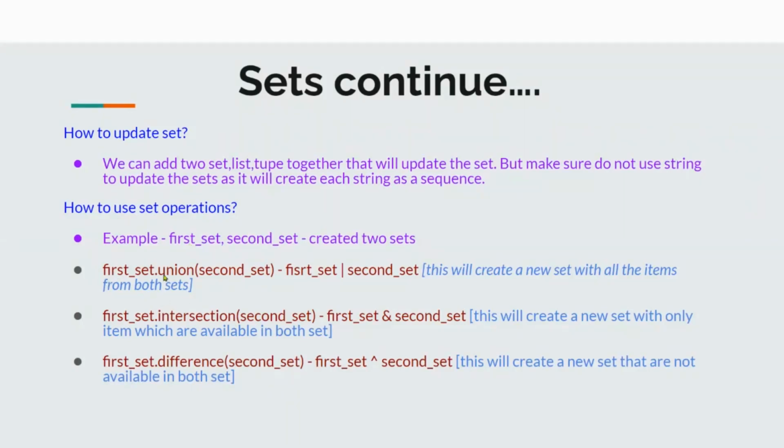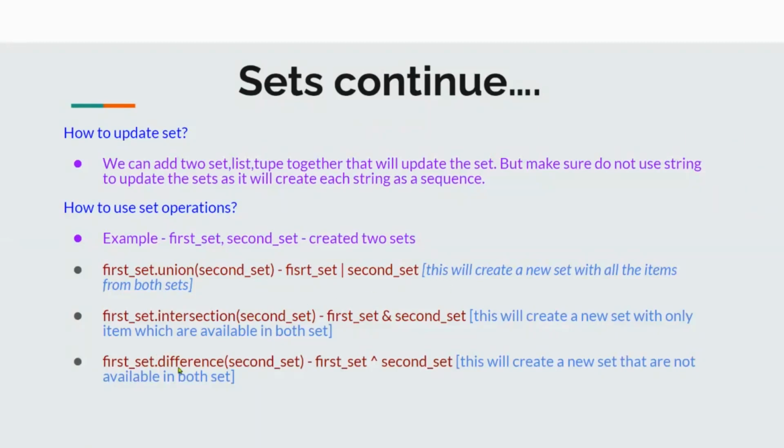And how to do union, what is the union? This is the method: first_set.union(second_set). The symbol we'll use in code is first_set, a straight line, second_set, and this will create one new set with the items of both together. And intersection, how to do intersection? This operator, first set and the second set, will give a new set with only the items which are available in both sets. Let's say Apple is available in the first set and Apple is available in the second set, and these items will be captured and create a new set.